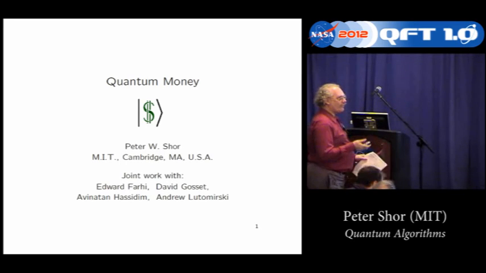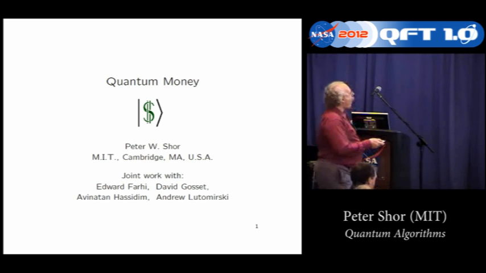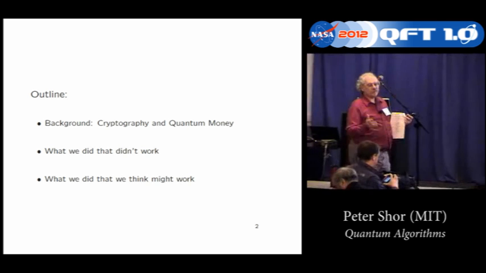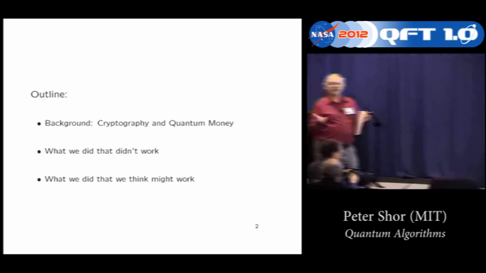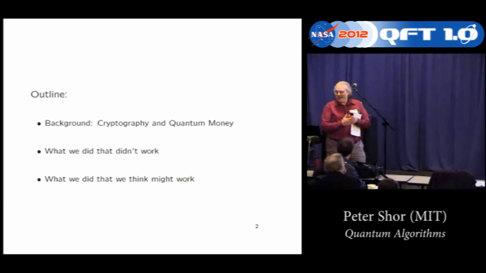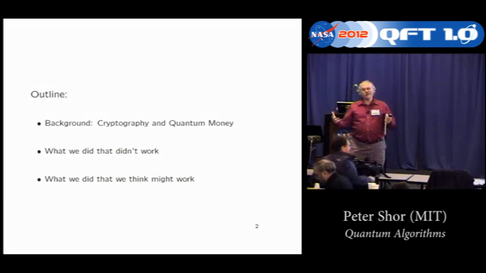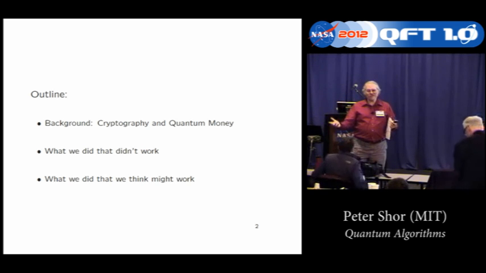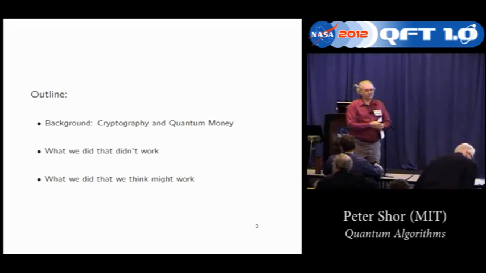Okay, so I'm talking about quantum money, and the outline is first I'm going to say some things about the background of quantum cryptography and quantum money, and then I'll tell you what doesn't work. And once you know what doesn't work, it'll explain some of the reasons we did what does work, which would be completely unmotivated if I just told you what does work without telling you why we did it. And to explain why we did it, I need to tell you what doesn't work.